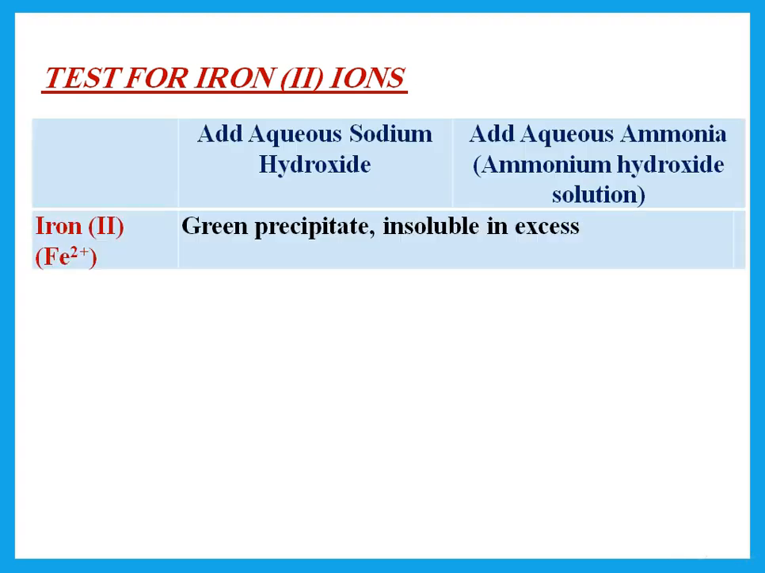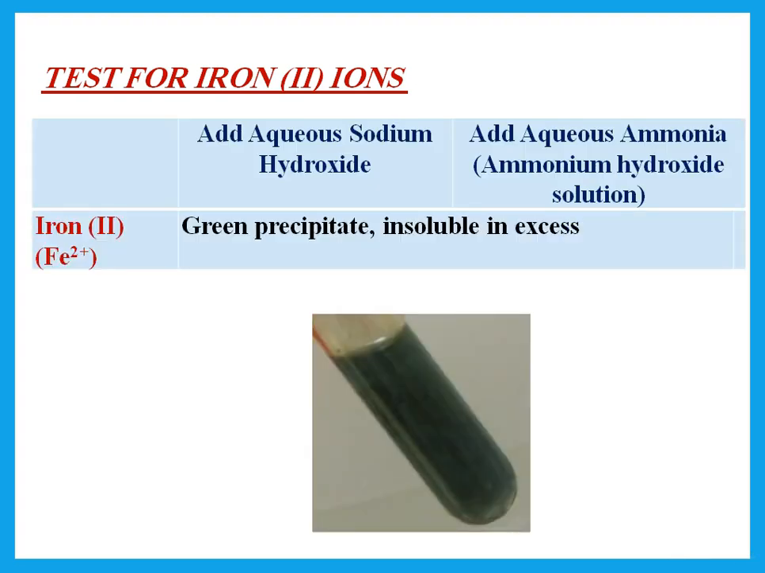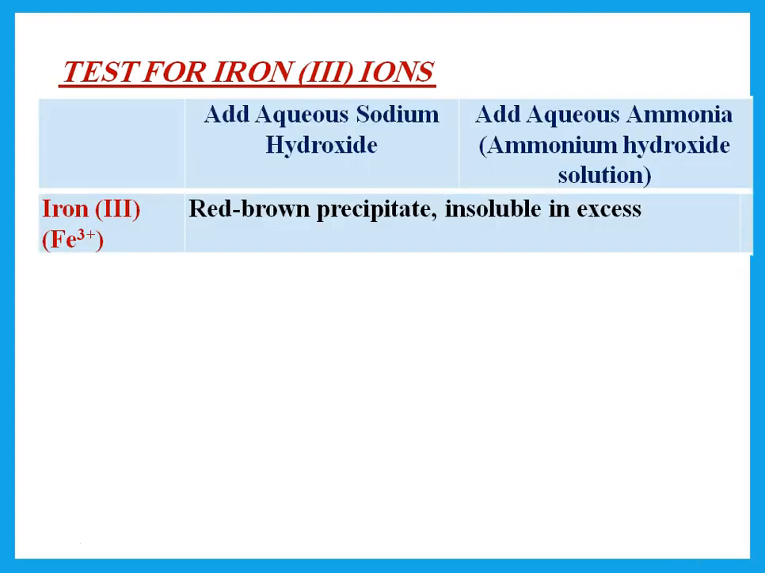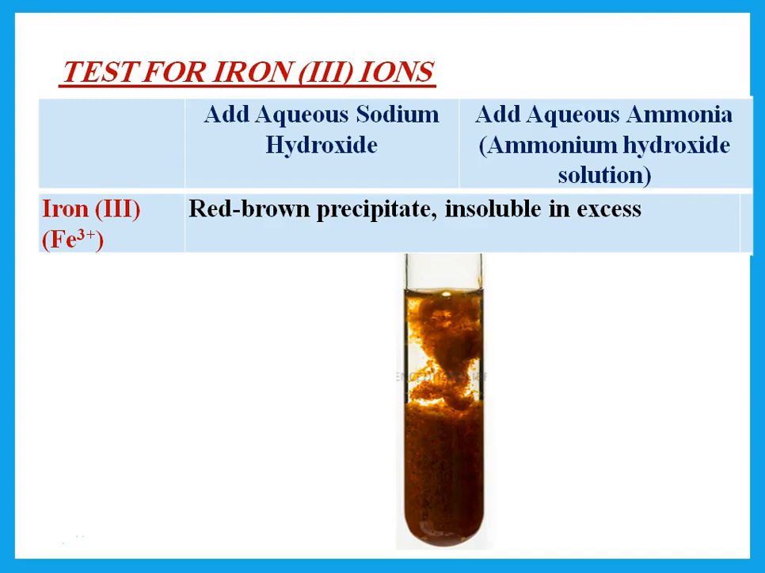Test for iron 2. Whether I add sodium hydroxide or aqueous ammonia, in both cases I will get a green precipitate, insoluble in excess. For iron 3, whether I add sodium hydroxide or aqueous ammonia, in both cases I get a reddish brown precipitate, insoluble in excess. This is iron 3.